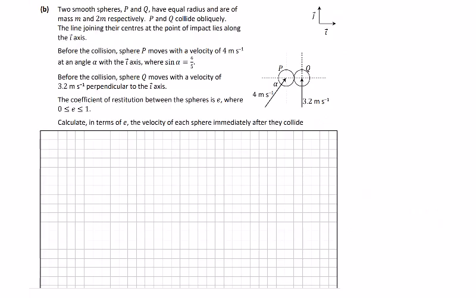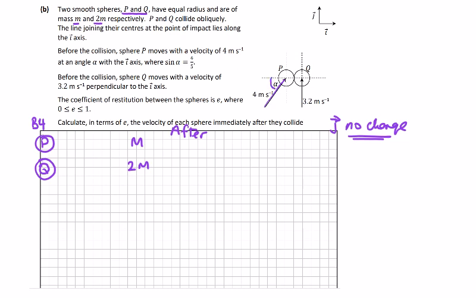Part B of this question are two spheres, P and Q. They've equal radii and have mass m and 2m. So we'll set up our table. We have m and 2m for P and Q. So we're going to have before and after in all these questions. So on the left, before, on the right, after. And we know that in these questions, the j velocity, no change. So what do we got here? We have alpha inside, and we have traveling at a speed of 4. So 4 cos alpha in the i.